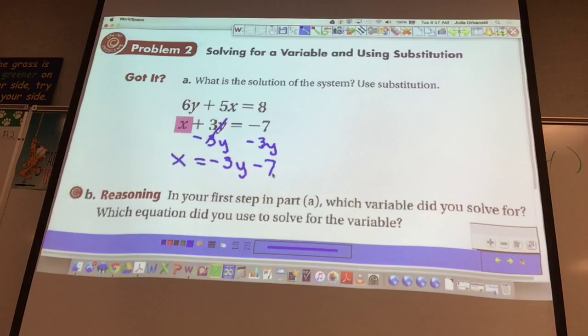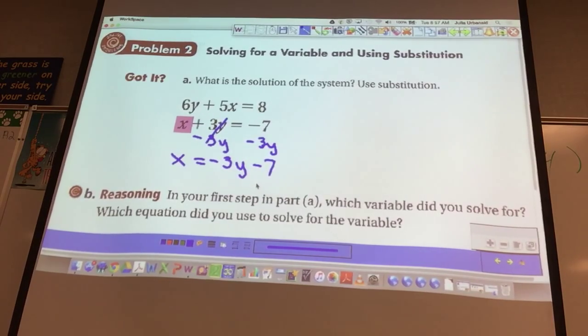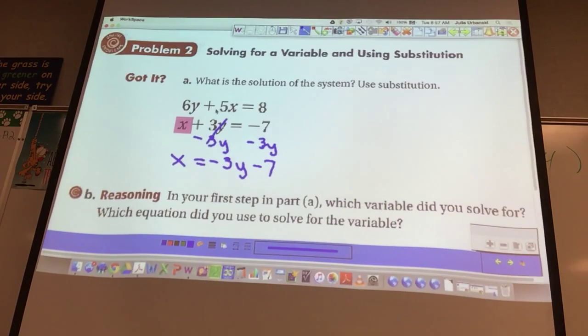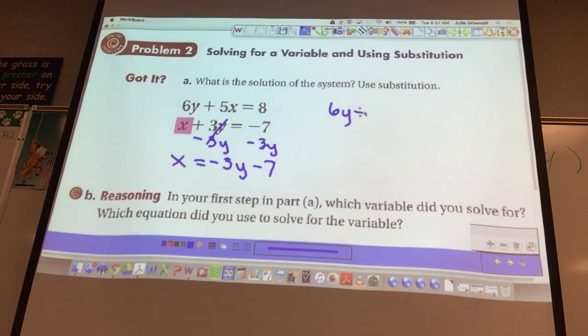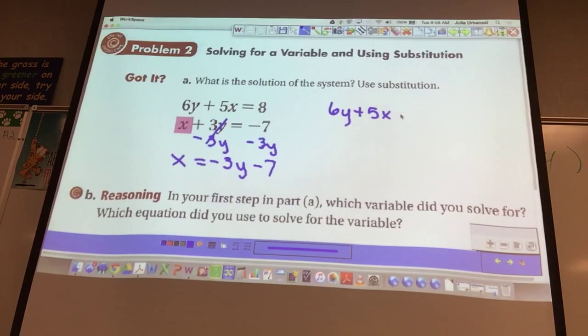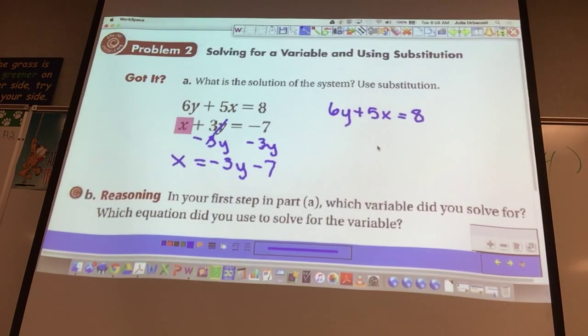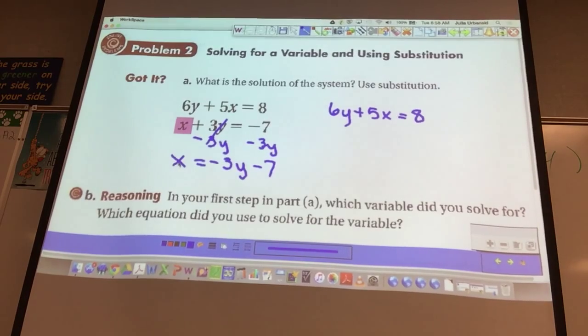Okay, now you can take what this x is and you can plug it into the other equation. Don't plug it back into the same equation. Plug it into this equation. 6y plus 5x, and then equals 8. All right. Where does this go?